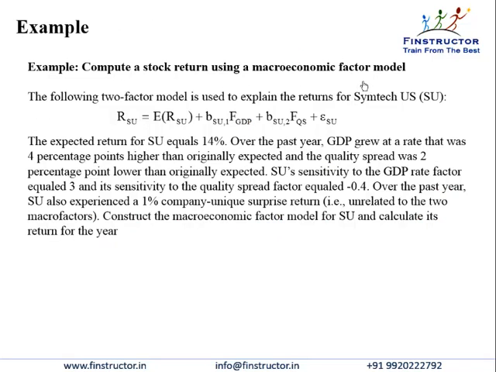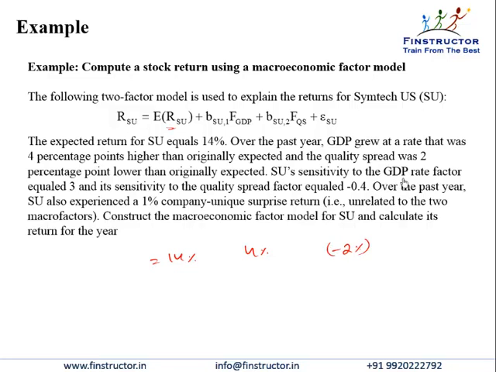Compute the stock return using a macroeconomic factor model. The following two-factor model is used to explain the returns from Simtech. The returns are given as the expected return plus the sensitivities. The expected return equals 14%. Over the past year, GDP grew at a rate that was 4 percentage points higher than originally expected. So the surprise on the GDP has been 4%. The surprise on the quality spread was a negative 2%. So spread was 2 percentage points lower than originally expected. So it was minus 2.